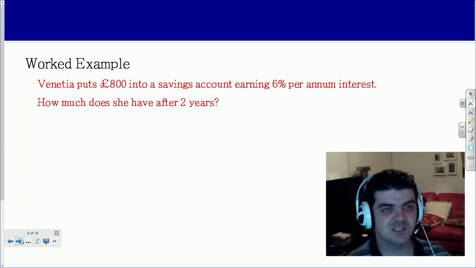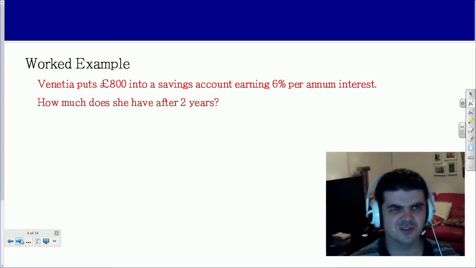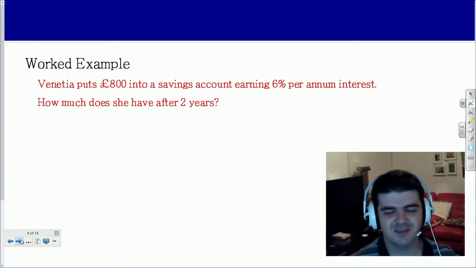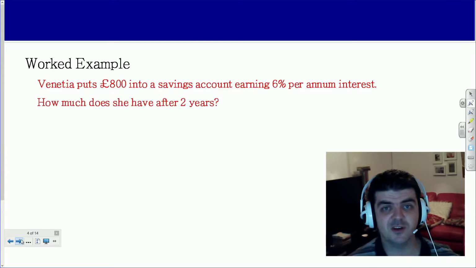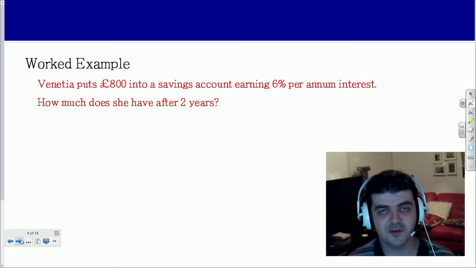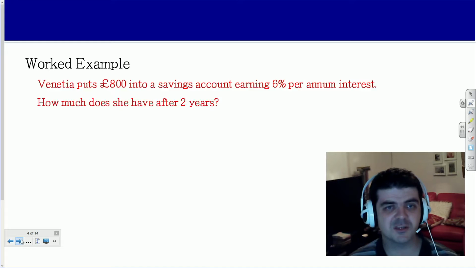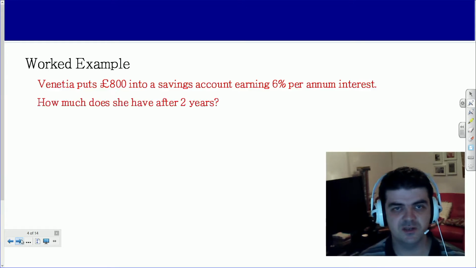So our question is Venetia, or I think it's Roger in the notes I put it in, because I don't know anybody called Venetia. I meant to change it here, but I think you get the general idea. Venetia or Roger puts £800 into a savings account, earning 6% per annum interest. And per annum, for those that are not Latin fluent, is per year. Not that I did Latin in school either, but that's what it means. How much does she have after 2 years?